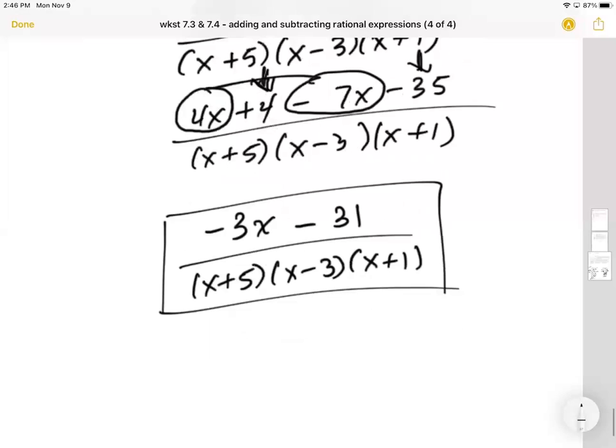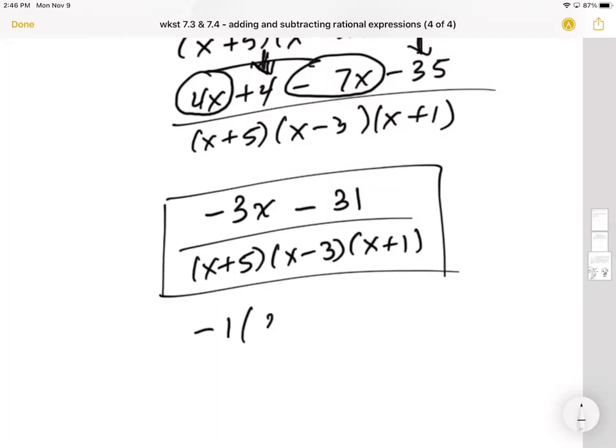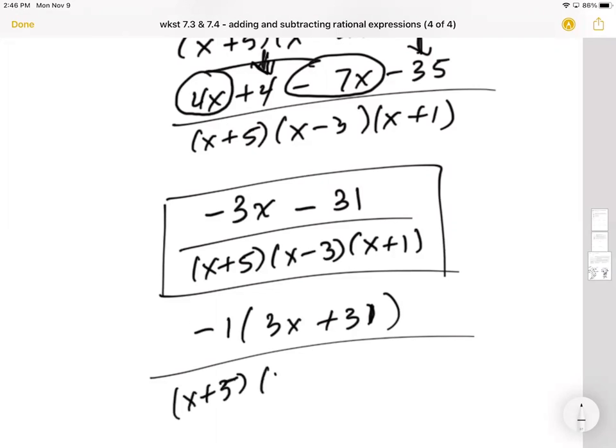Some may tell you to take out a negative 1 to give you 3x plus 31. But still, you cannot factor anything out so that you can cancel. So you don't really need to factor out a negative 1 if you don't want to. If you see some answers that factor out a negative 1, it's just because they don't want a negative number in front of the x. But regardless, this is the answer that I will accept. This is the answer that will be correct.